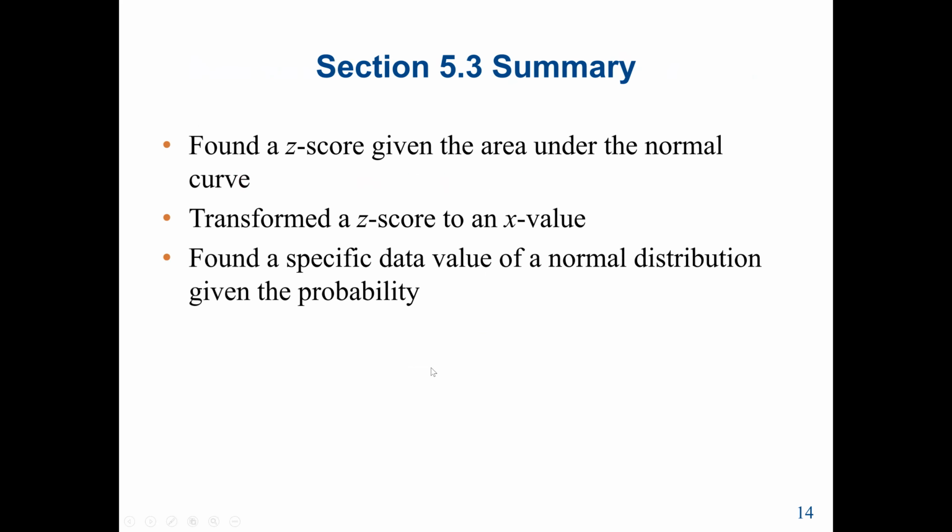Now, in this session, again, we have been covering the normal distribution. We learned how to find the Z-score, given the area under the normal curve, using the standard normal table. We also learned how to transform the Z-score to an X value. In this case, the standard deviation will be given, the mean will be given. Then if the Z-score is given, we can find the X using the formula Z equal to X minus mu over standard deviation. We look for X, which will be X equal to mu plus Z times sigma. And then we also learned how to find a specific data value of a normal distribution when the probability is given.